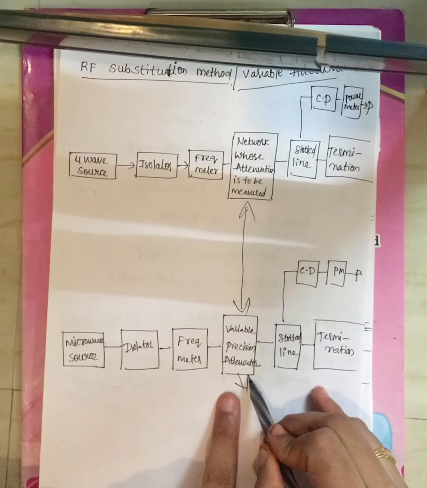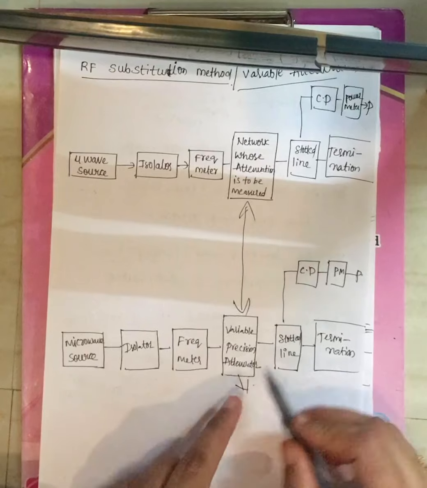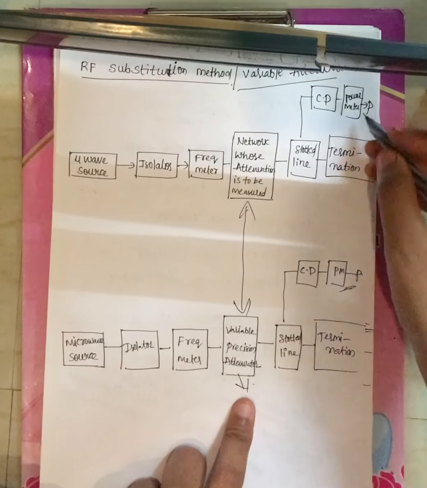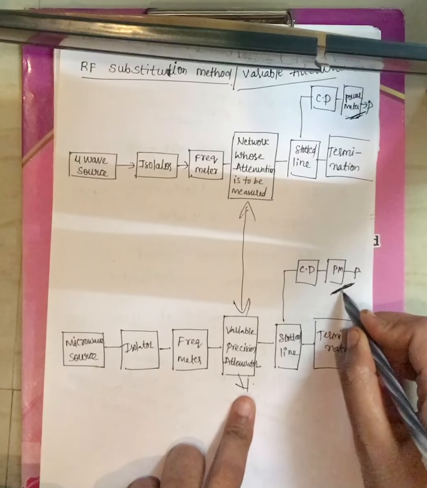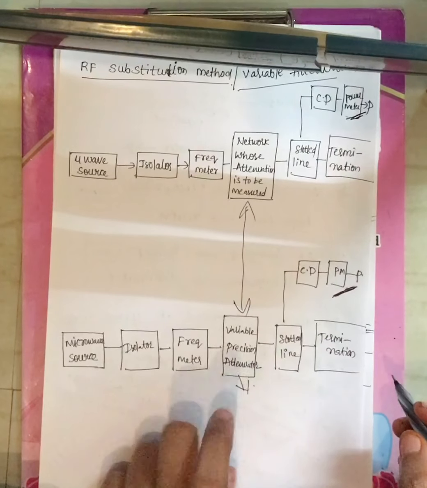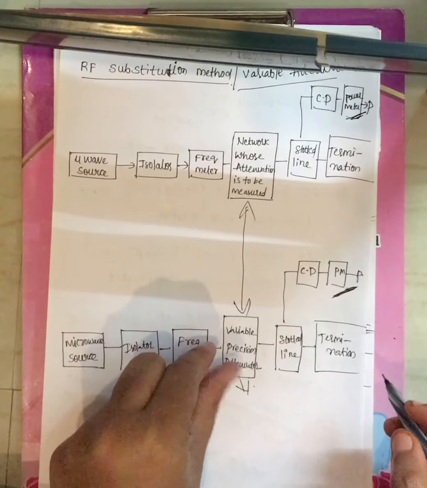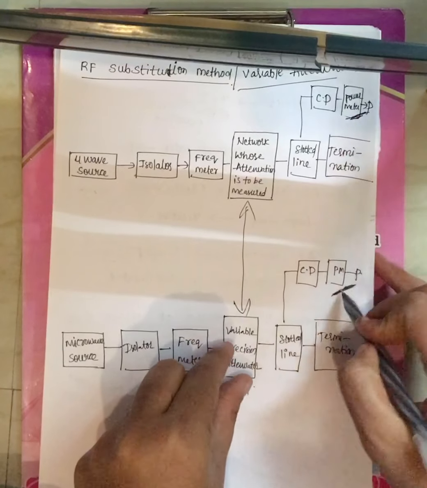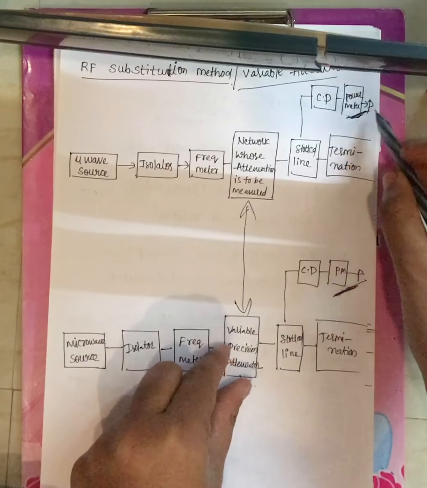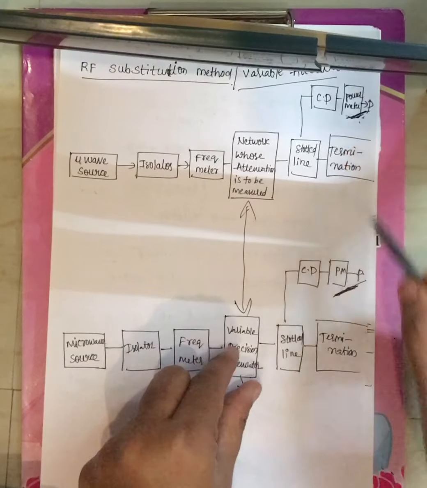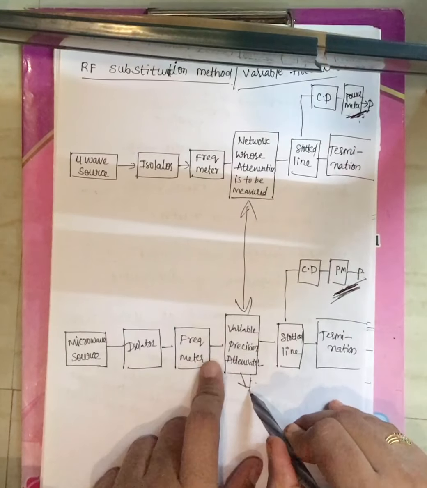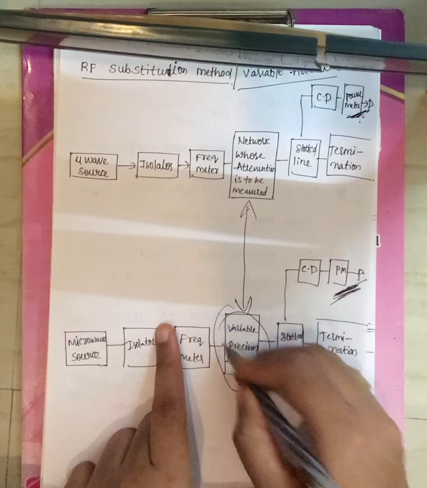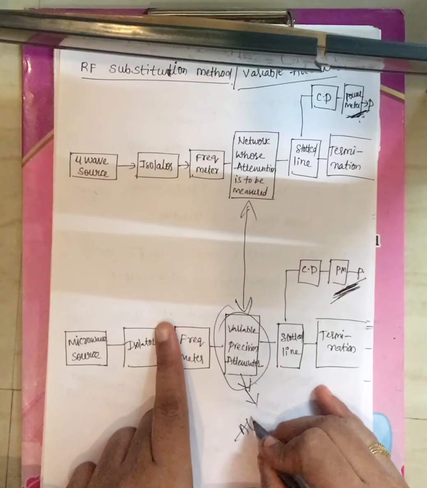Now we have to vary this variable attenuator till we get the same power. Whatever power we got under setup 1, the same power should be obtained under setup 2 by varying this variable attenuator. From this variable attenuator you can measure the attenuation value.